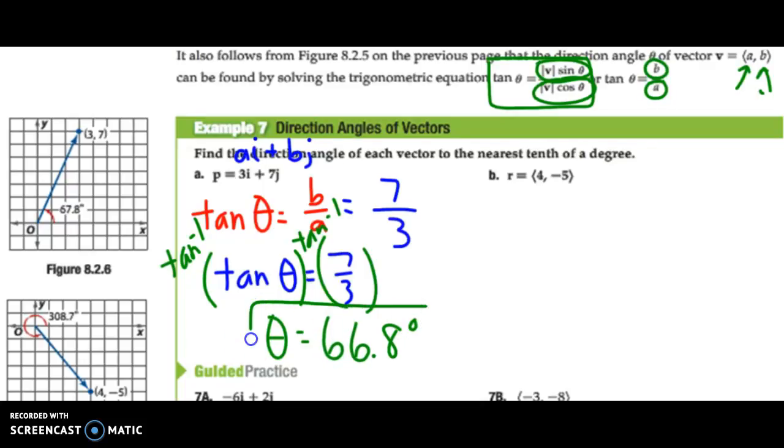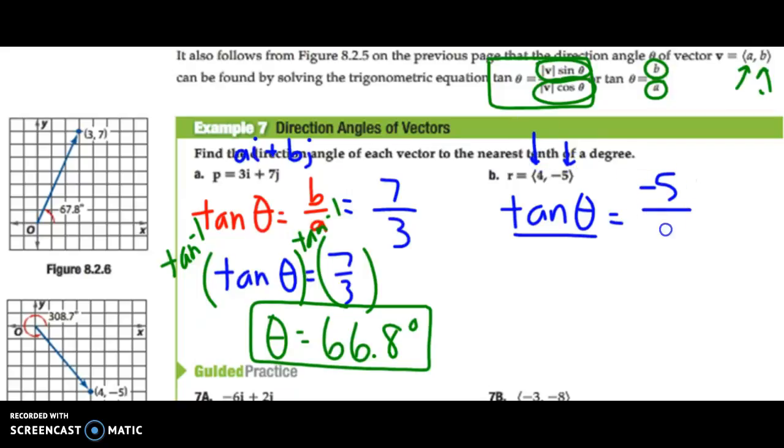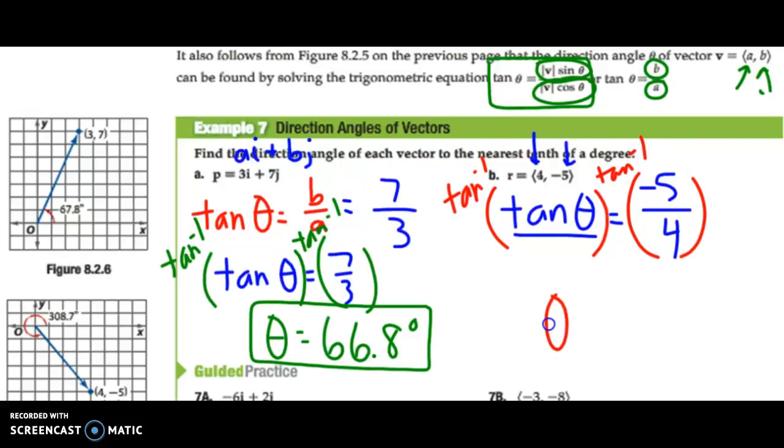66.8 degrees. Okay? Now, in letter B, they give us it in component form, which is helpful because, again, tangent of theta is just going to be b over a, negative 5 over 4. I take the tangent inverse of both sides, and I find that my theta is approximately negative 51.3.